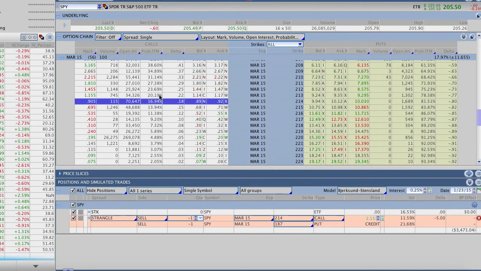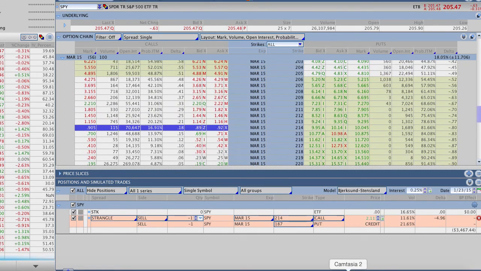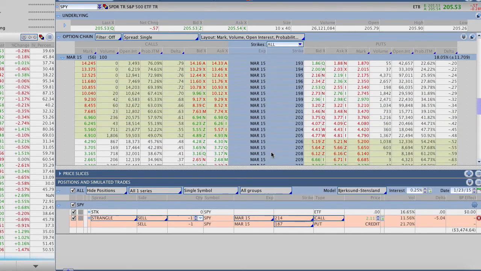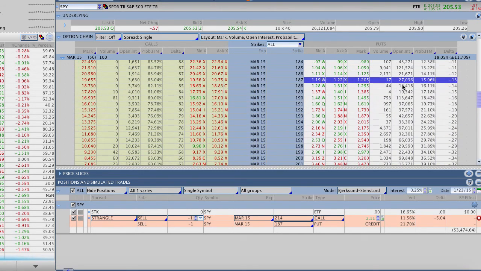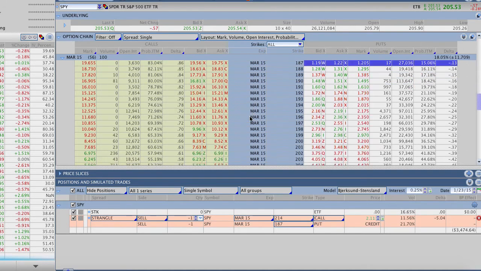You can see the market's moving a little bit as we're doing this video. But this 214 call is right at about a 15%, about a 2% higher. And on the bottom side, the 187 is right at a 15% probability of being in the money, so probability of losing. So that's how we're going to place this trade.